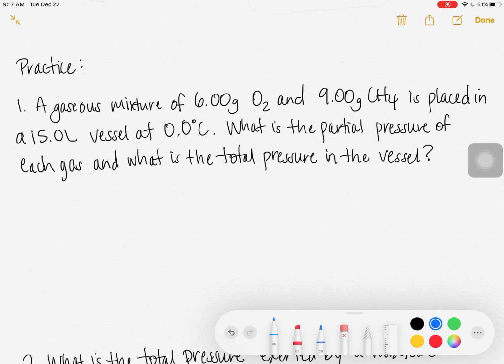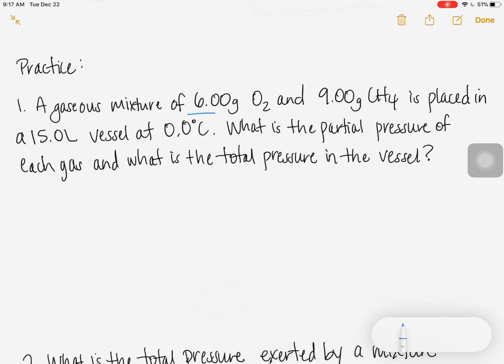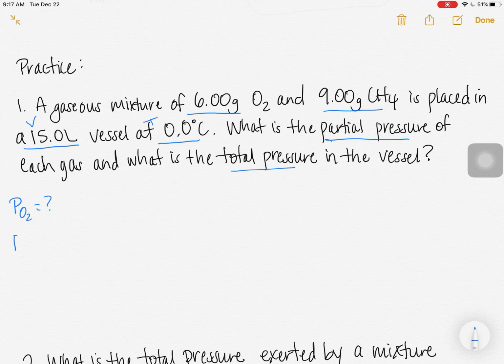Okay, so let's do some identifying. We know we have 6 grams of O2, 9 grams of CH4. That's got to be important. I have a 15-liter vessel. That's my volume. 0 Celsius, that's my T. Of course, I'm going to change it to Kelvin. So I'm looking for partial pressure of each gas and total pressure. So at the end of the day, I want the pressure of O2, I want the pressure of CH4, and I want the total pressure.